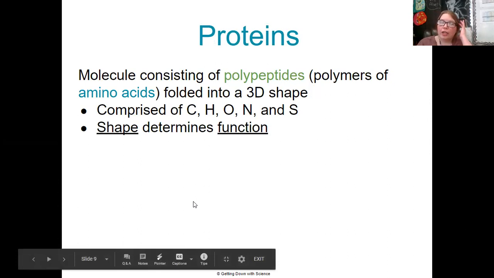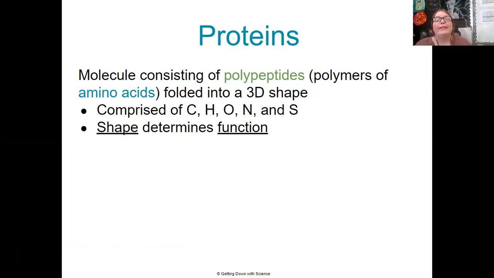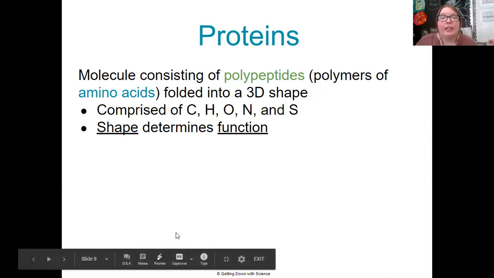Okay, so shape determines function. This is a main idea of this lesson. Write it down, underline it, type it big, whatever you're doing. Shape determines function. If I change the shape, I change the function. Anything that changes that shape is going to affect what that protein does. I know I'm really intense right now, but I need to get it in your brain. Don't put it in long-term memory. You're going to need it. It's going to be super important and a recurring theme in AP Biology.